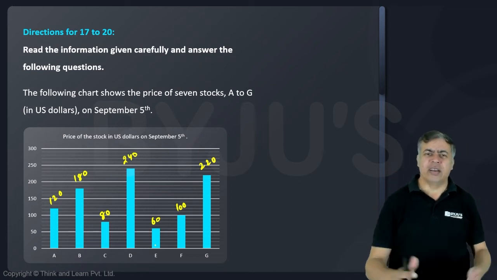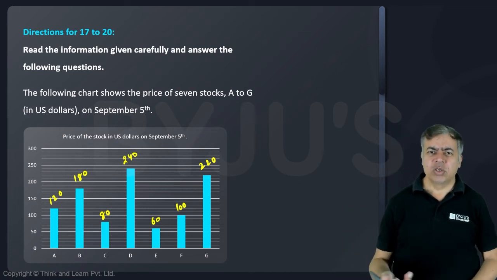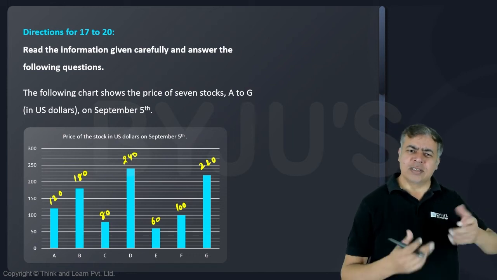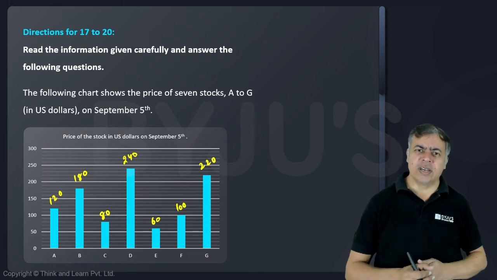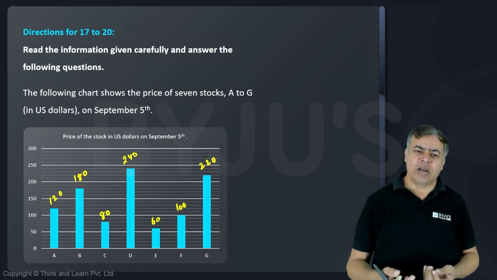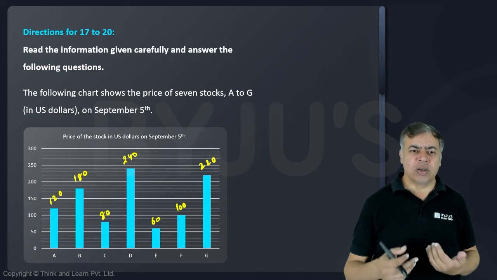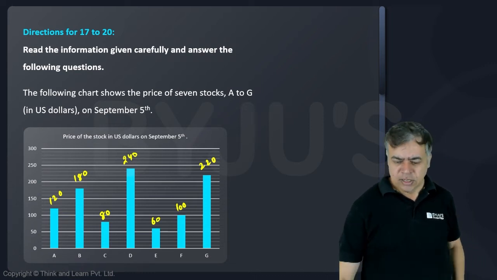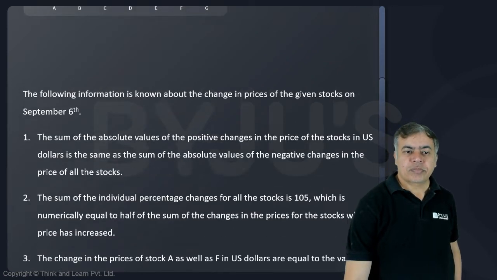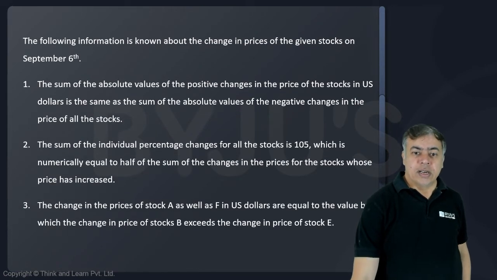That I can read easily, or we can write down the values. That's it. The work of this graph is over. Okay, nothing else is given in this graph. Simple values, values of A, B, C, D, E, F, G. That means the value of this stock on September 5th. Okay, then there are some instructions given.